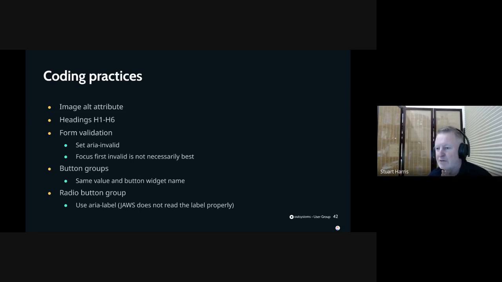Right, and for radio buttons, a radio button group, you have to give it an ARIA label, even if you've got a label associated with a radio button group control. And the reason that is because JAWS doesn't read radio button group labels properly. So remember that one. Radio button group, ARIA label, JAWS doesn't read it properly.